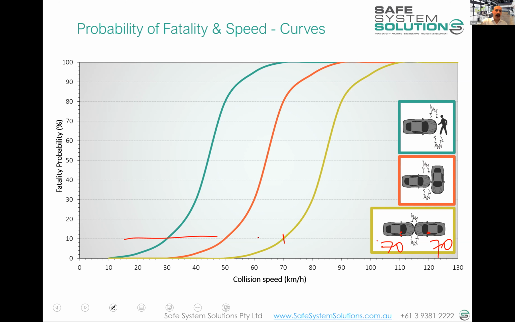But this line here, 30 for pedestrians and cyclists, 50 for right angle, 70 for head-on, they're very important speeds to understand under the safe system, as the point things go really bad really quickly after that.